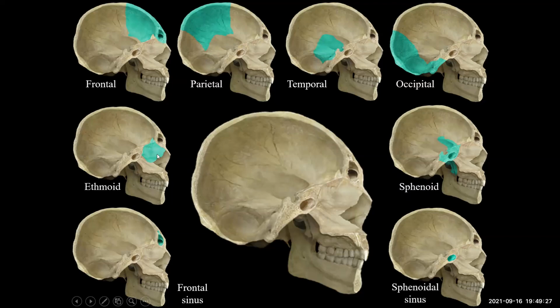Now your ethmoid bone is going to be found near the nasal cavity here. And then your sphenoid bone will be posterior just behind that. And that's going to be over in this region here. I'll get into those in a little bit. All right, and then you can see there's little spaces in some of these bones. Here's the frontal sinus. There's the sphenoidal sinus right down here.